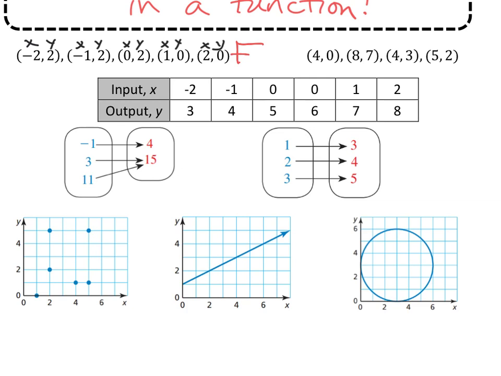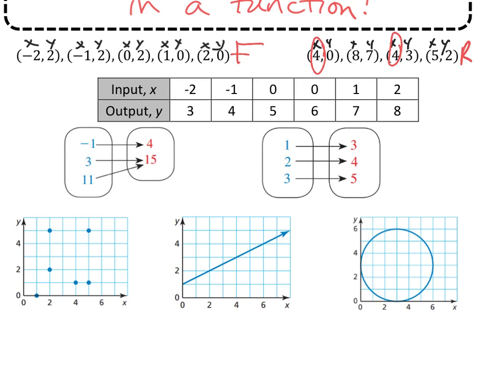Yeah, that second one's not a function because if you look at x and y, those x's repeat. The 4 right here repeats. So instead of saying not a function, which is maybe what you did last year, we're going to call these relations. It is not a function. So if you wrote down not a function, true, but we're going to call it a relation.